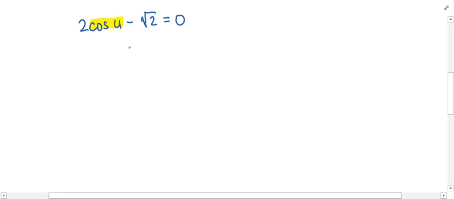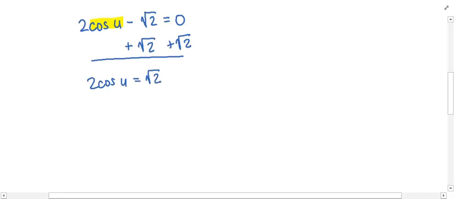Okay, so we're going to add the square root of 2 to both sides. This tells us that 2 times the cosine of u is equal to the square root of 2. Now to get the cosine of u by itself, we have to divide off the 2. So I'm going to get that the cosine of u is equal to square root of 2 over 2.